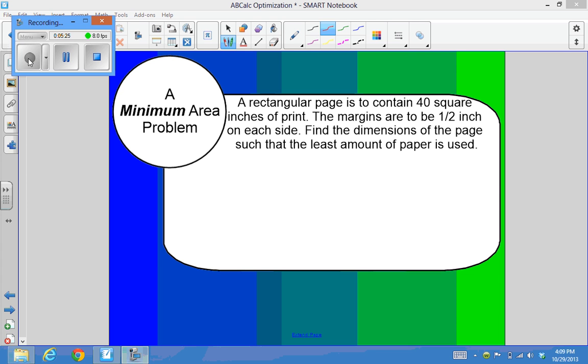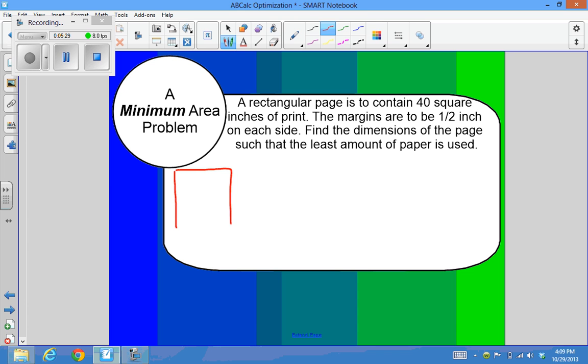Well, first thing on these is always draw a picture. So what I have is a page that has a printed area on it, like that. 40 square inches of print. So this right here is 40 inches squared.